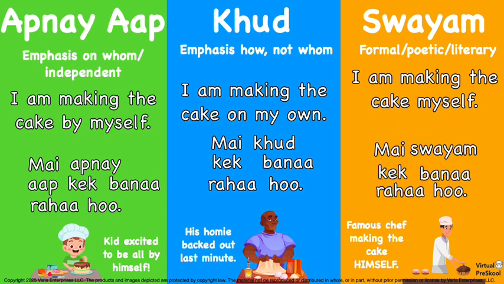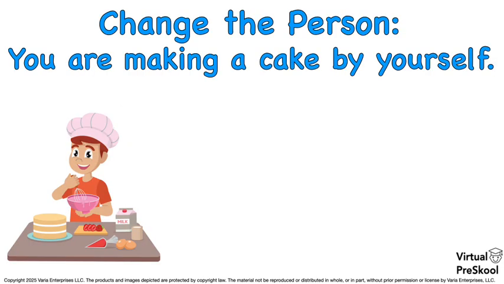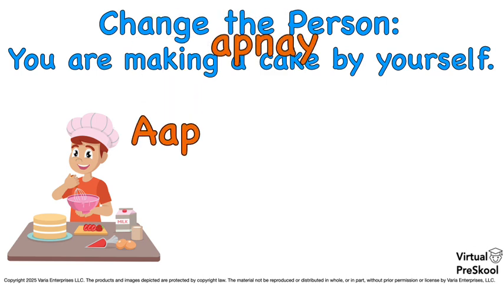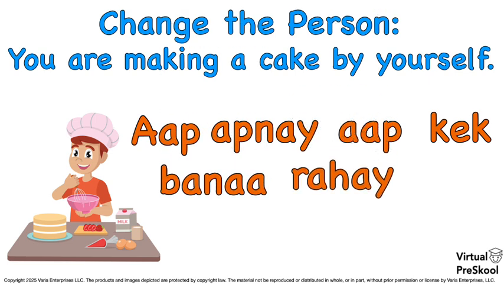Okay? So again, each one of these can be used interchangeably. It's totally correct, but there are subtle differences in the emotion and the message that they evoke. All right? So these are the three ways to say the reflexive pronouns in Hindi, apne aap, khud, and swam. So now let's change the sentence from I am making a cake to you are making. You are making a cake by yourself. So this one would be आप अपने आप केक बना रहे हैं.